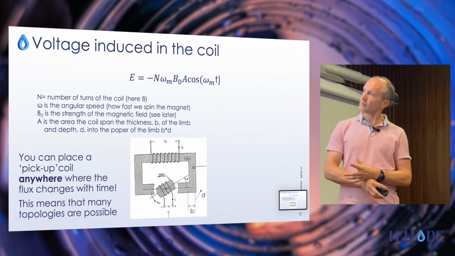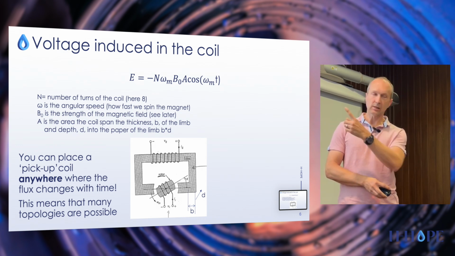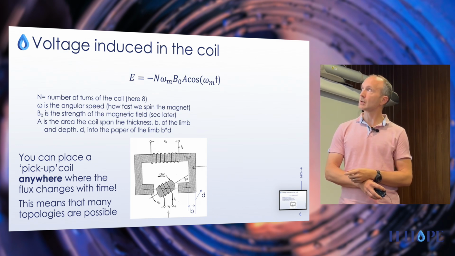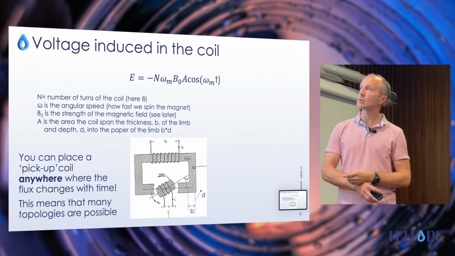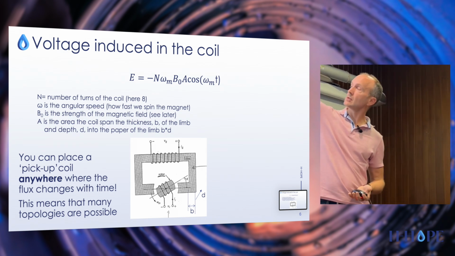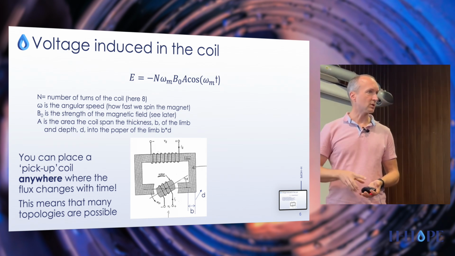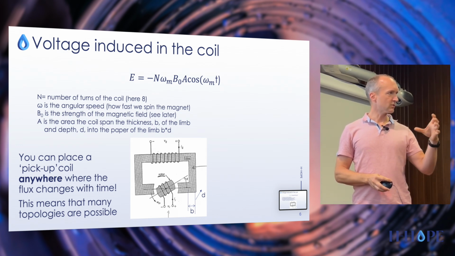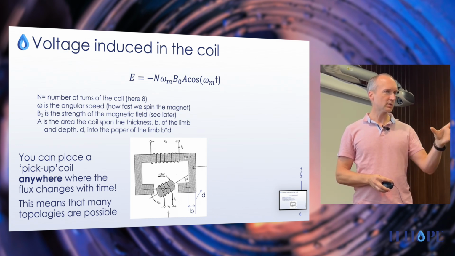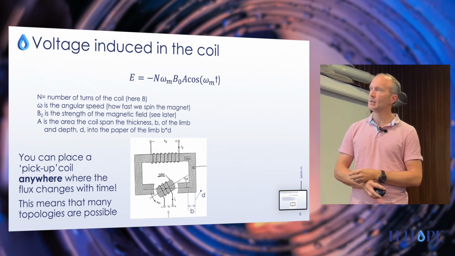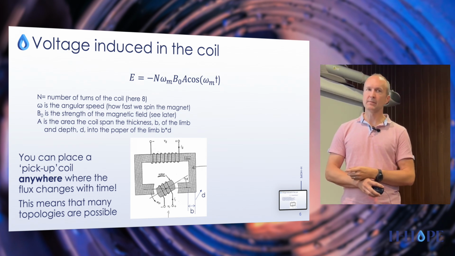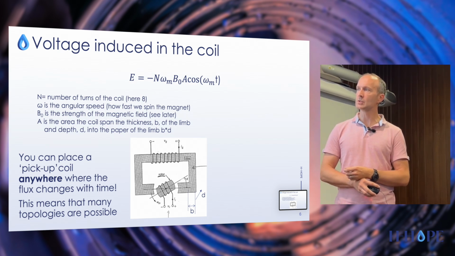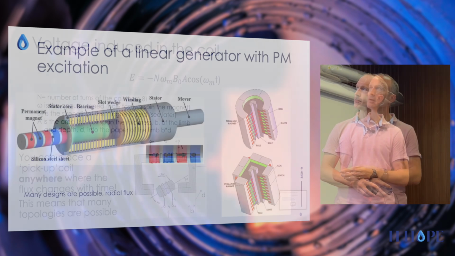If I want to increase the voltage, I can multiply the number of turns. I can have a stronger magnet, or I can spin faster. If you look at what we have there, omega is there as well. So if I spin faster, I get a higher voltage. And that's a challenge for linear generators because they have a turning point, so the amplitude and the frequency can't be too high. And just to repeat, you can put this coil anywhere where it picks up the flux changes with time. So many topologies are possible.